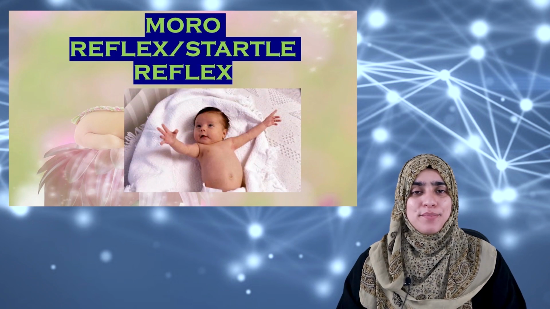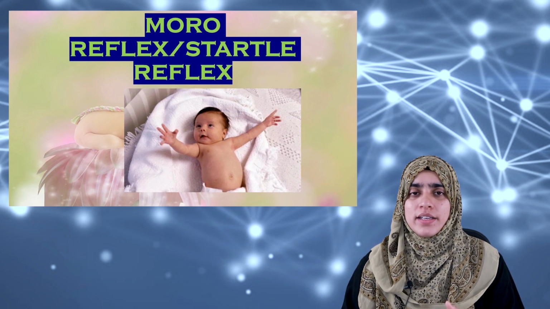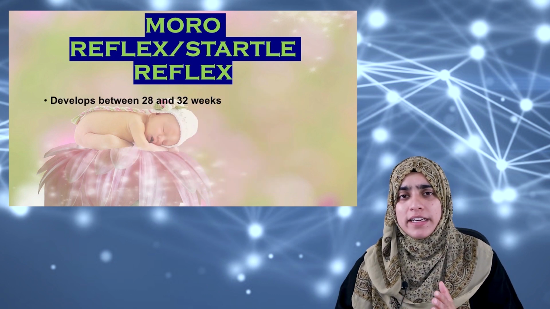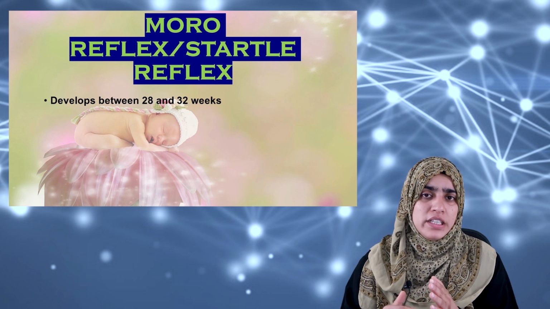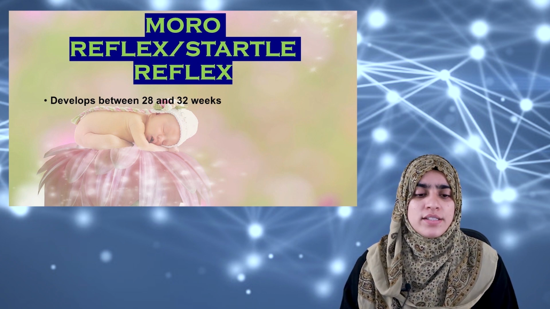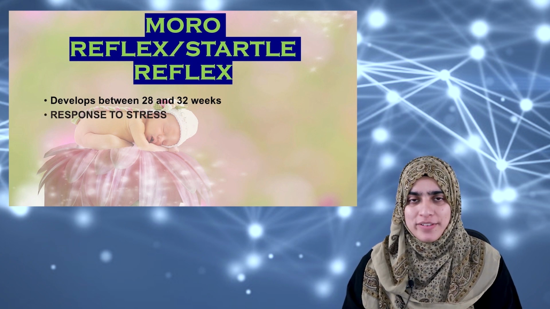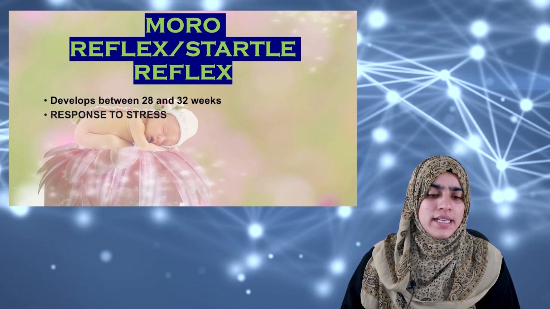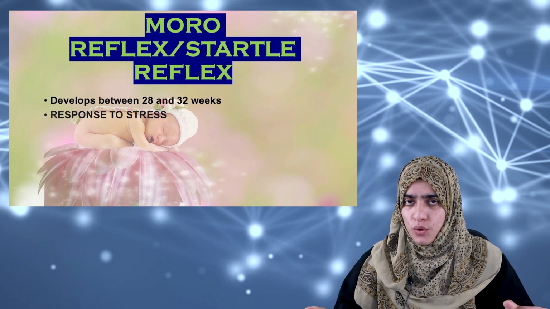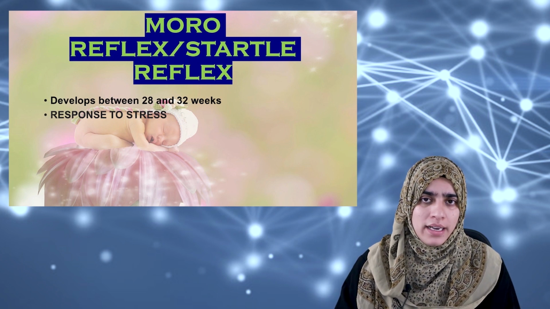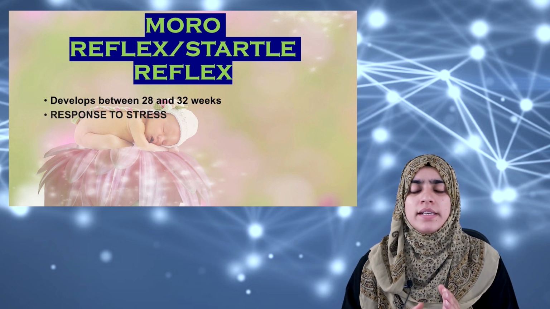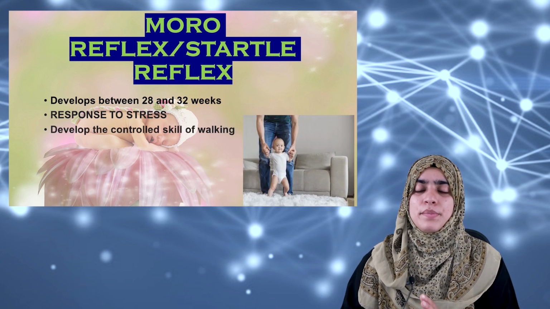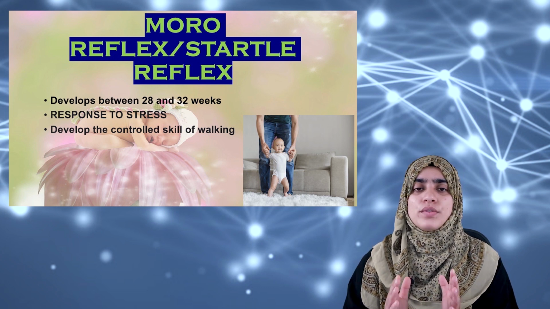Let's start with the Moro reflex, also called the startle reflex. The Moro reflex is an infantile reflex that develops between the 28th and 32nd weeks of gestation. A Moro reflex may involve the infant suddenly splaying their arms and moving the legs before the arms come back to the position, and it is usually a response to stress. This reflex will help the babies to develop controlled skill of walking.